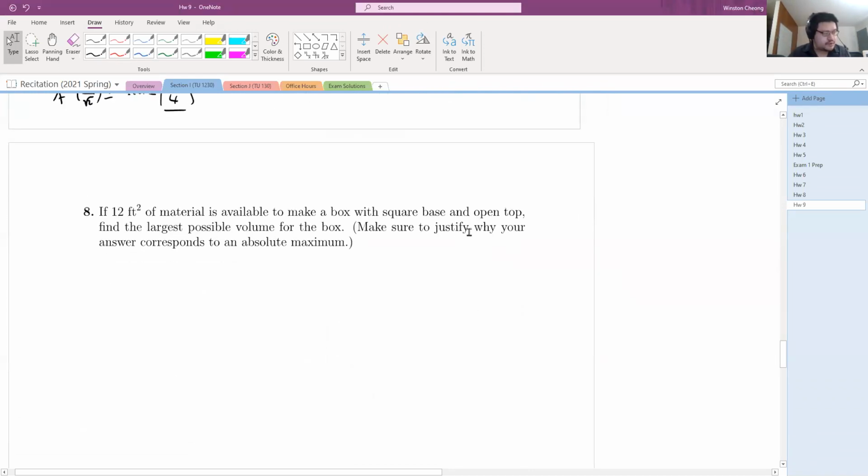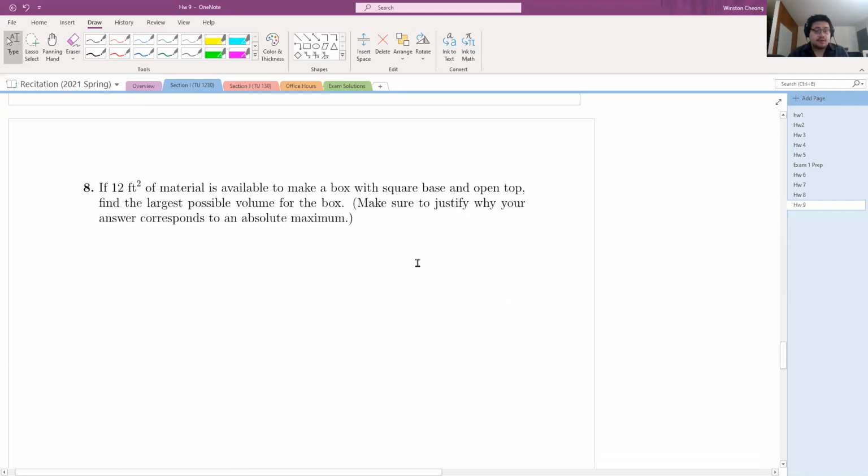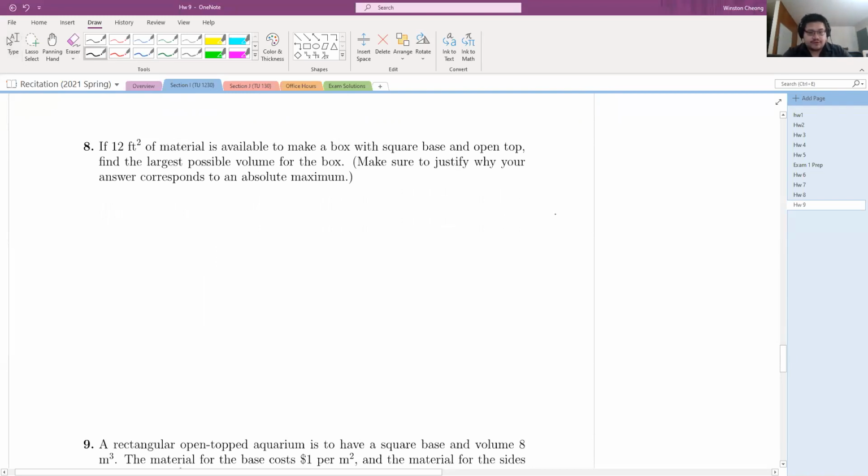Let's continue. 8. Right. So we have a box with a square base, an open top. We're given the amount of material. So, just like I normally do, I would draw a picture, make sure I understand what I'm thinking about. So if it has a square base, something like this, maybe not very good at drawing, X by X, and I would probably say by H. Okay, so this 12 square feet of material is corresponding to the surface area of this without the top.